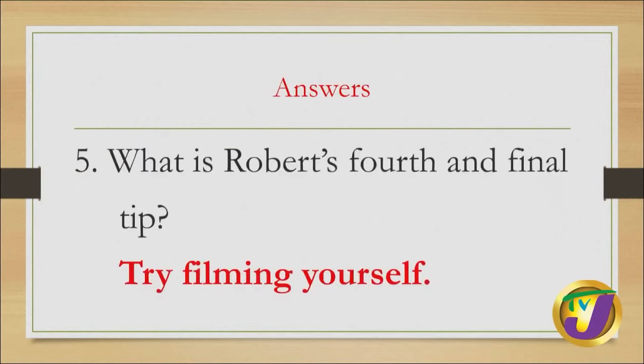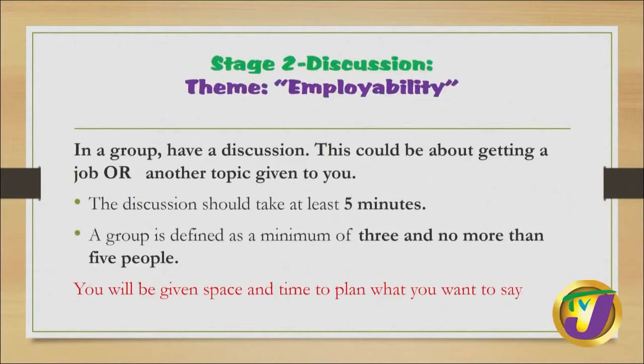And the 5th question, what is Robert's 4th and final tip? You can say don't fidget or try filming yourself. And there you go, you would have earned your 5 marks. Right? So that would be your listening comprehension activity.